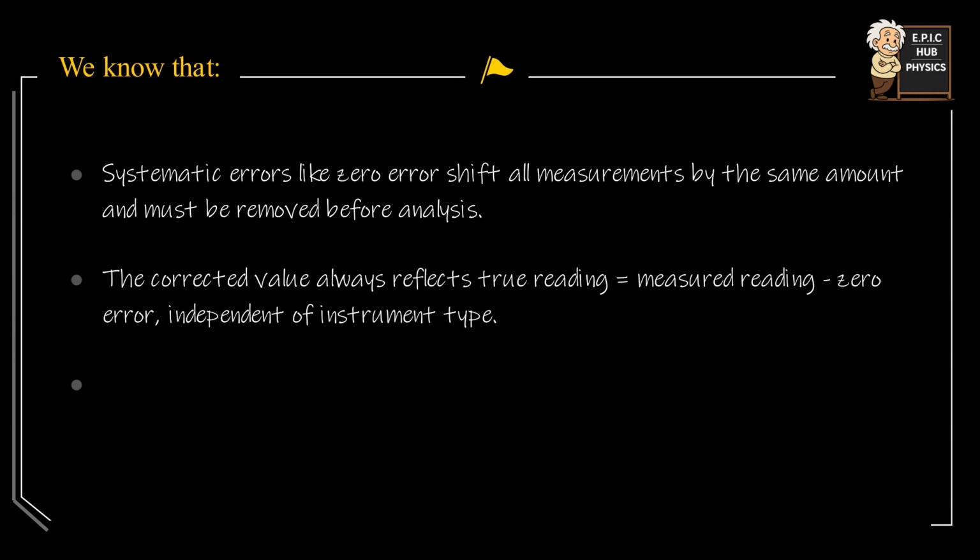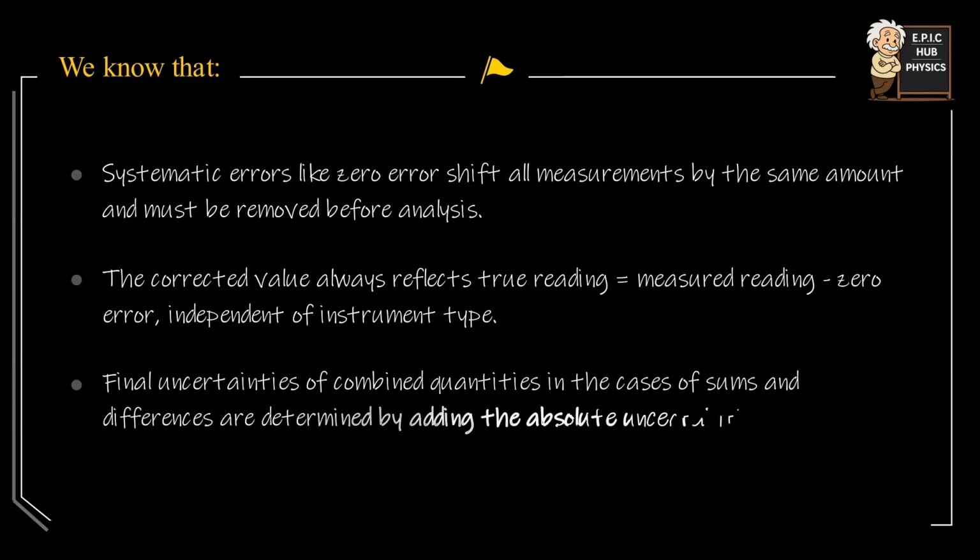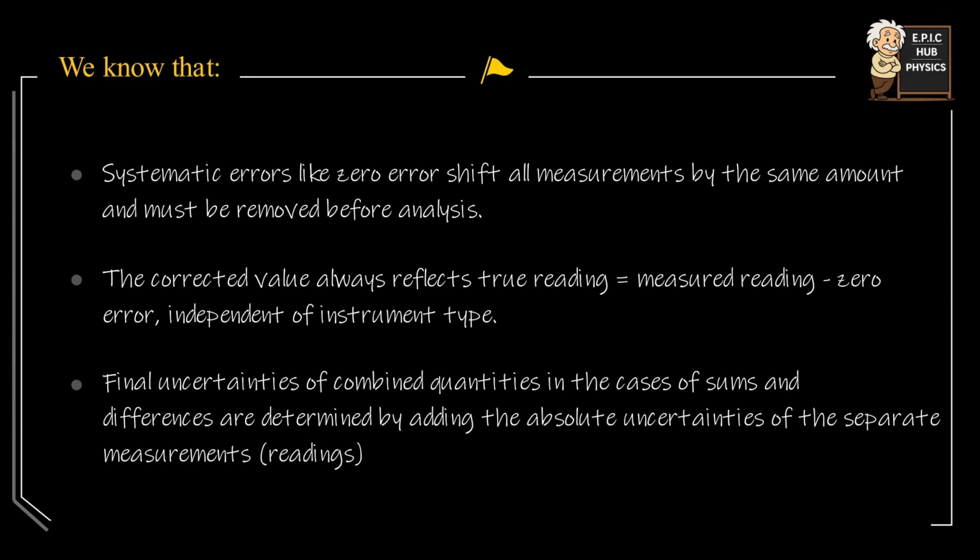Another important idea is that when quantities are added or subtracted, their absolute uncertainties must also be added to obtain the final uncertainty. So final uncertainties of combined quantities, in the case of sums and differences, are determined by adding the absolute uncertainties of the separate measurements.